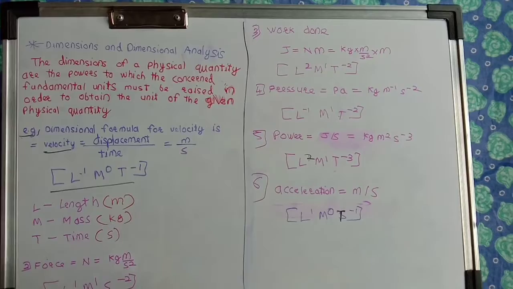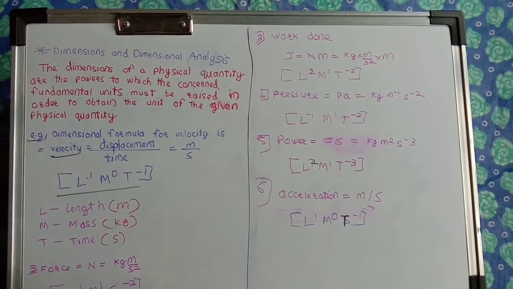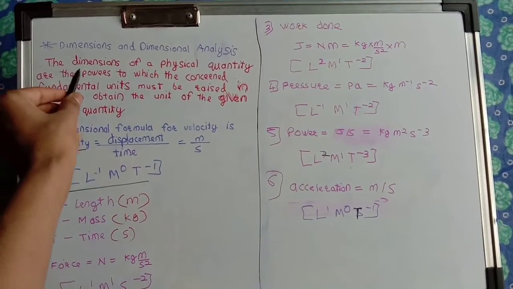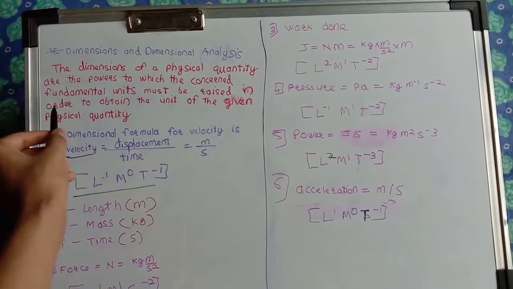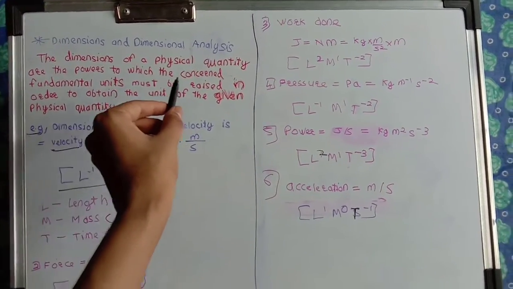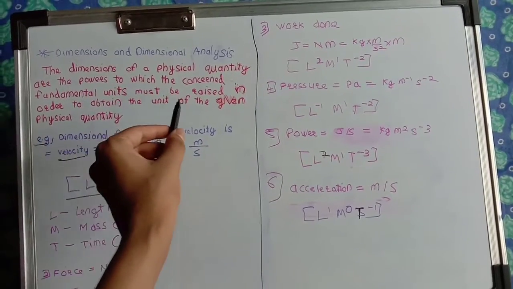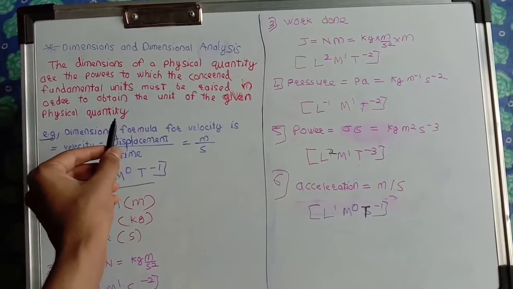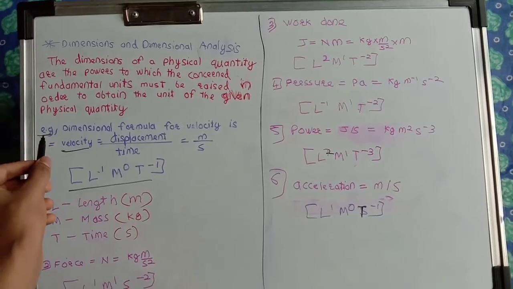In this video we are going to study dimensions and dimensional analysis. The dimensions of a physical quantity are the powers to which the concerned fundamental units must be raised in order to obtain the unit of the given physical quantity. Here we will take an example to understand it.